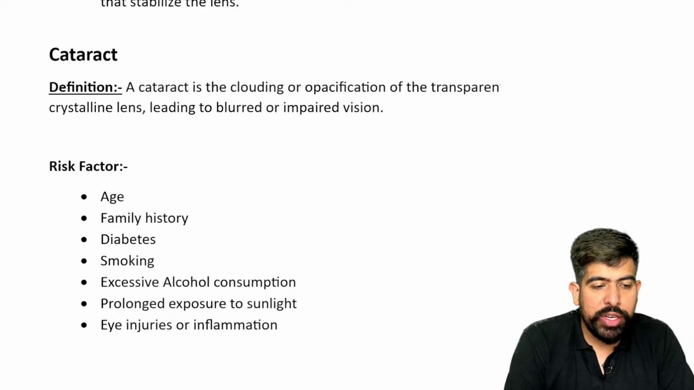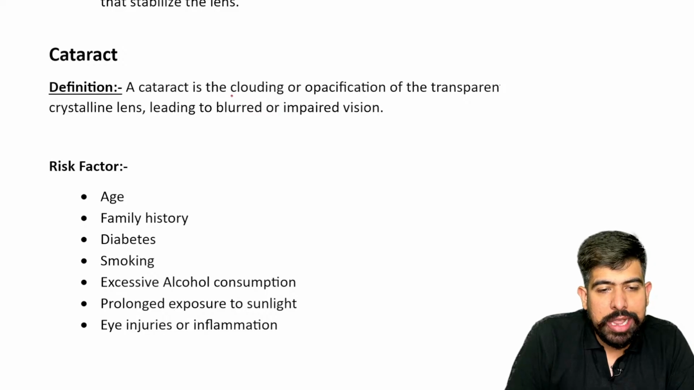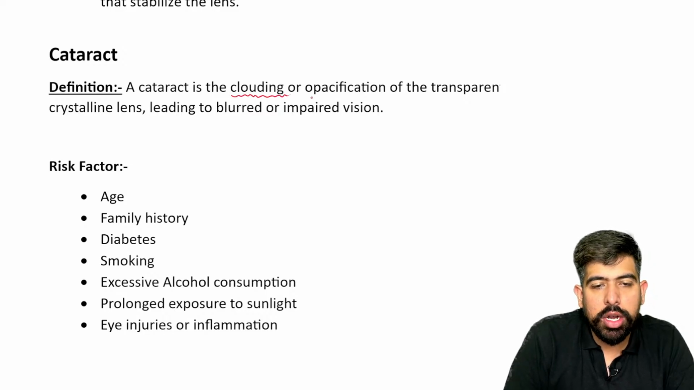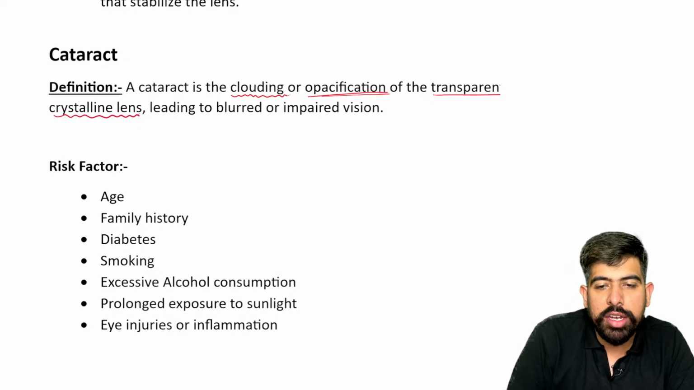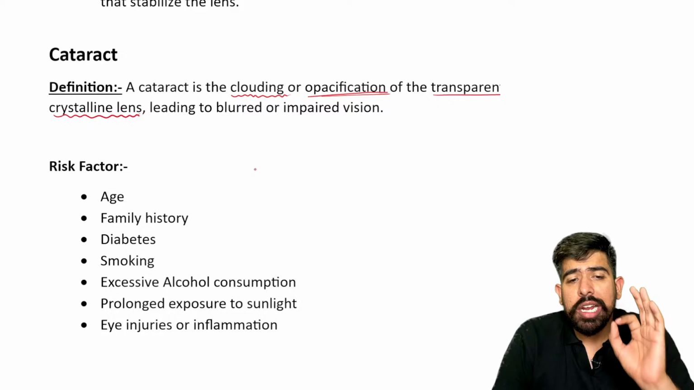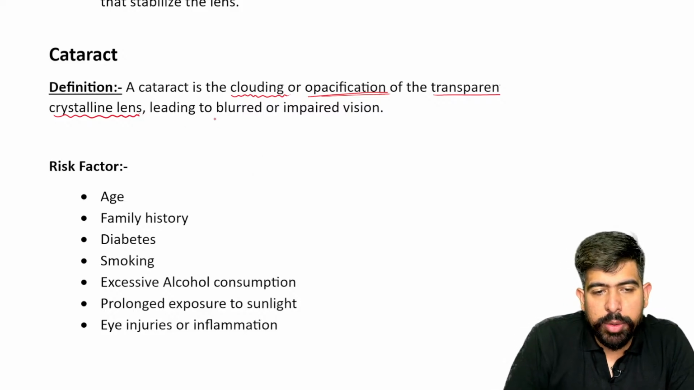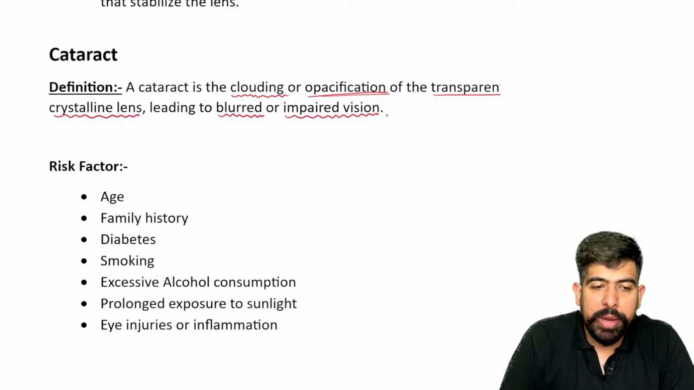And what is the definition of cataract? Cataract is the clouding or opacification of the transparent crystalline lens. Normally we have a transparent crystalline lens, but now it will not remain transparent. There will be clouding of the lens, and it will lead to blurred or impaired vision. Please remember, it will make your vision blurred or impaired.